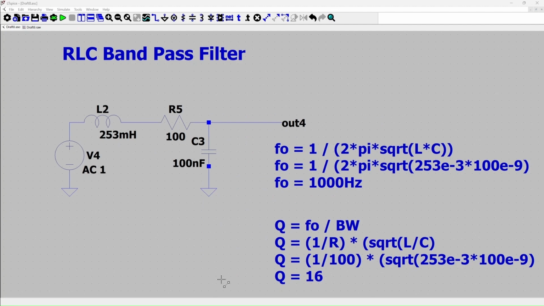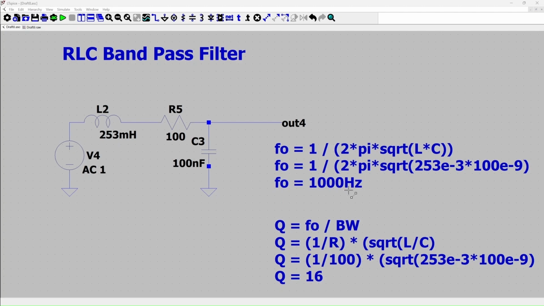Shown on the screen is an RLC band pass filter. It comprises three components: L, which is 253 millihenry, R, which is 100 ohms, and capacitor, which is 100 nanofarad. The center frequency of this filter is defined by the formula shown on the screen, which is 1 divided by 2 pi square root of L and C. So when we plug all these values here, we come to a center frequency of 1000 hertz.